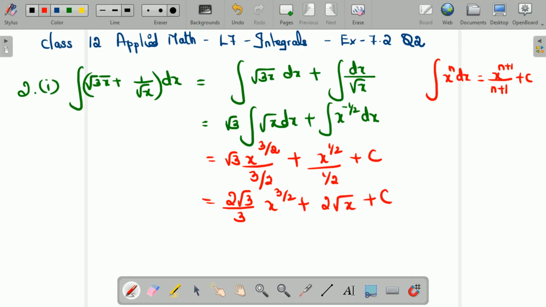If you want, you can simply modify this also as 2 by root 3 x to the power 3 by 2 plus 2 root x plus c.